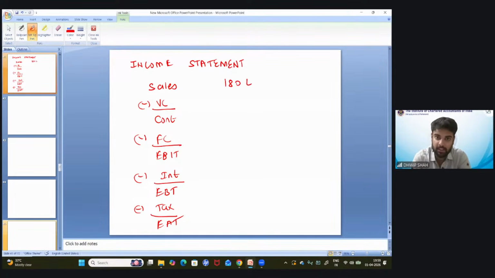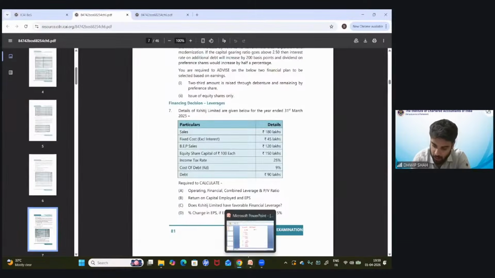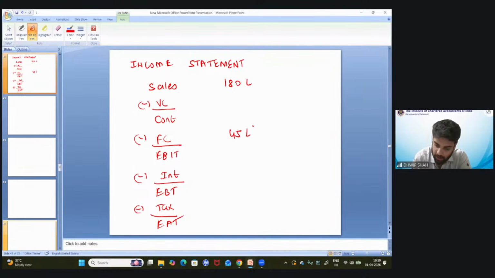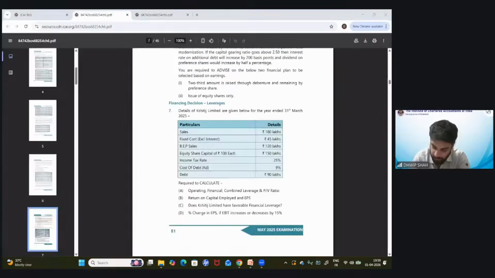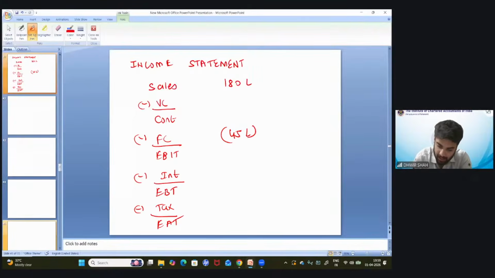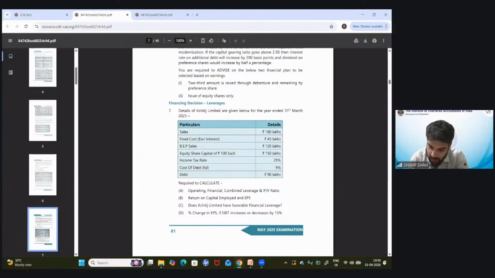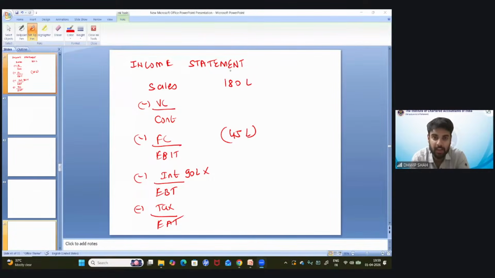Sales is given as 180 lakhs. Along with this, fixed cost excluding interest, meaning operating fixed cost, is given as 45 lakhs. Correct? Apart from this, debt is given as 90 lakh. What will its interest rate be? Sir, interest rate is 9%. So tell me how much the interest amount will be? BEP is given, but do we need to write BEP anywhere in the income statement? The work of BEP we already utilized to calculate MOS.